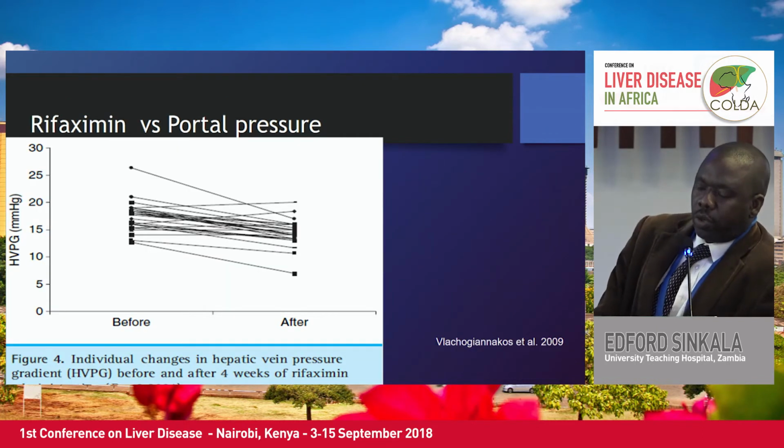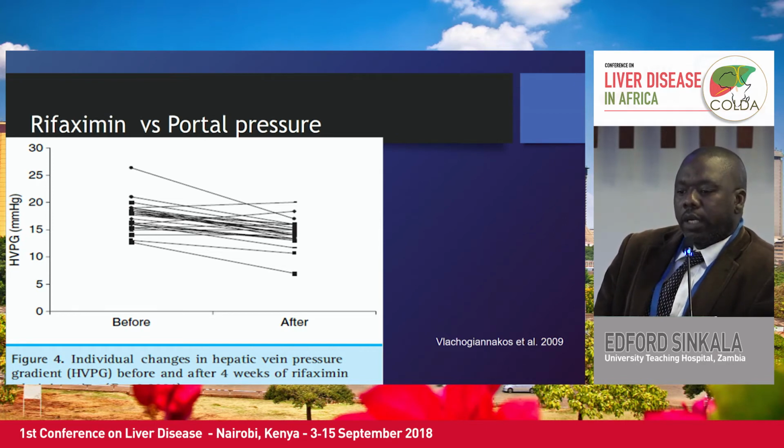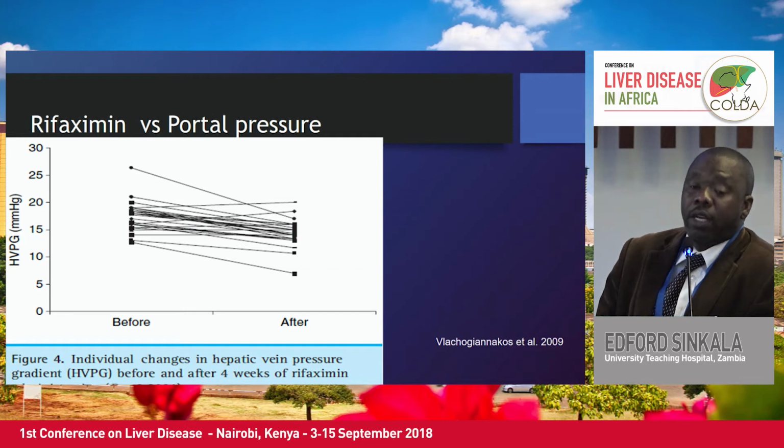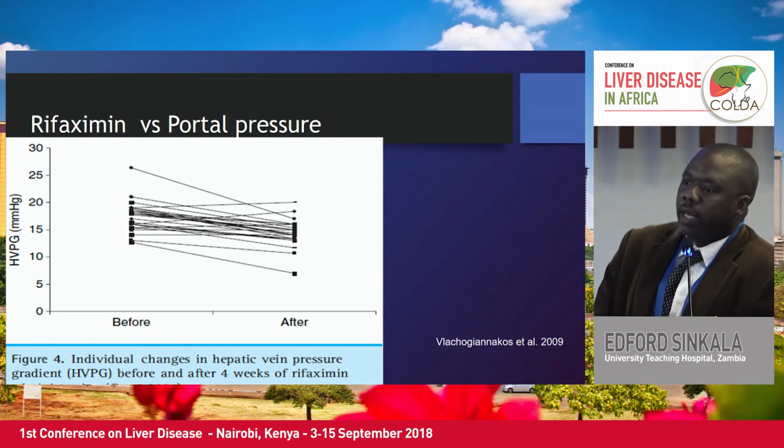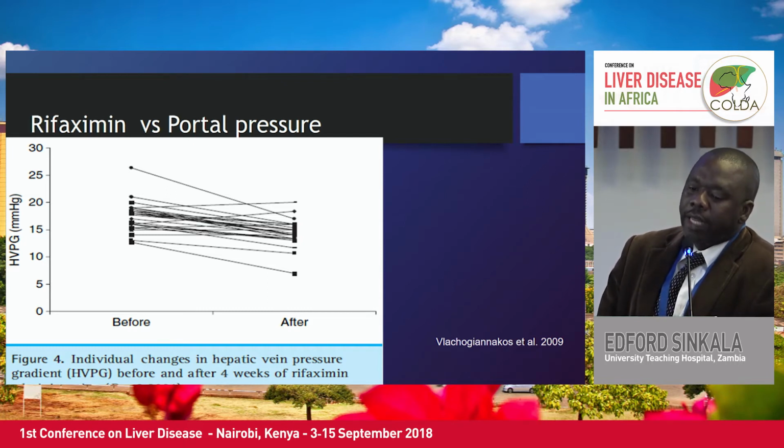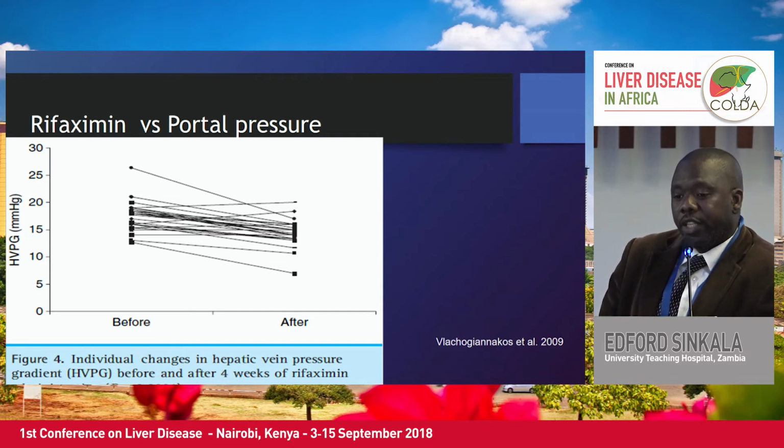This slide just emphasizes that bacterial translocation does actually lead to increase in portal hypertension. This is a study that was done in Russia, and they wanted to use rifaximin. And by the way, rifaximin is a drug that is non-absorbable. So they gave the drug for about 4 weeks to patients with cirrhosis, and they noticed that at the end of 4 weeks, there was reduction in portal pressure, meaning that bacterial translocation does actually lead to increased portal hypertension.